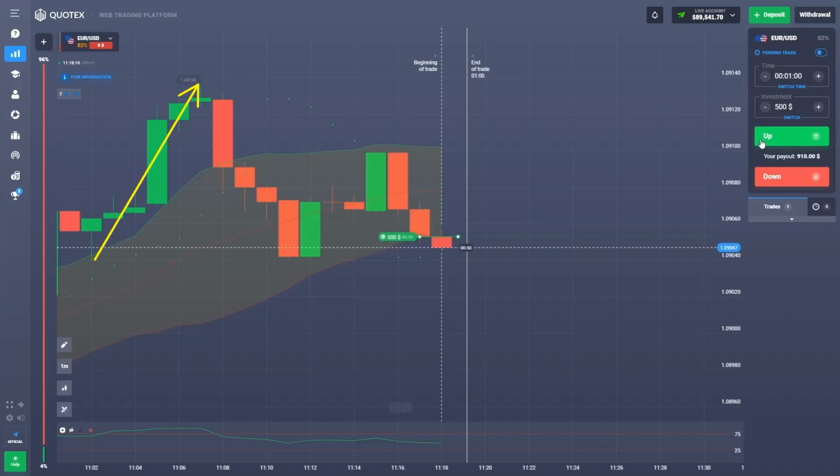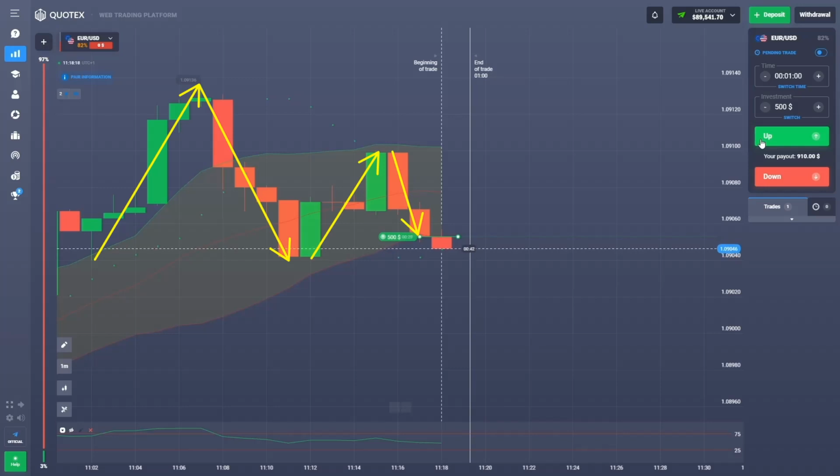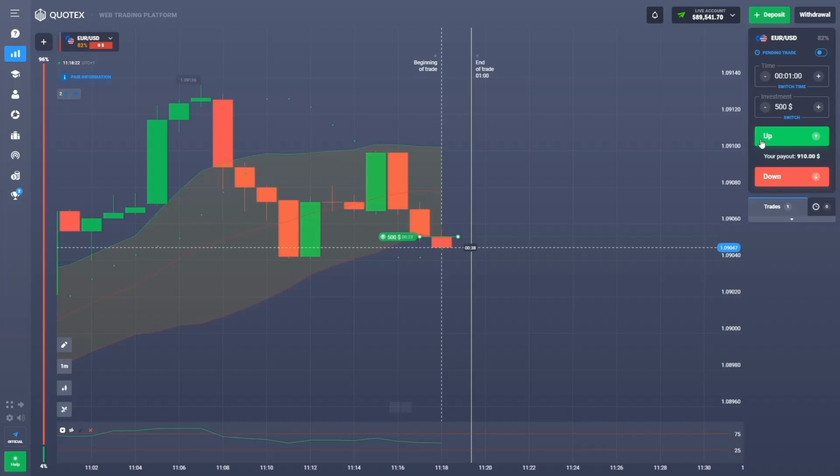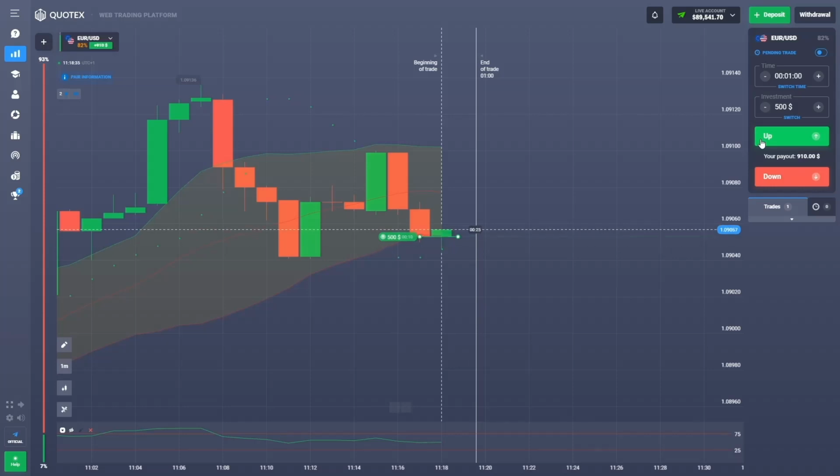Sometimes I find it harder to predict the movement, but once you master the rules of the strategy, then you will be able to predict exactly what's going to happen next. All right, I guess I still have more. This signal will not end here. We still have more chances.